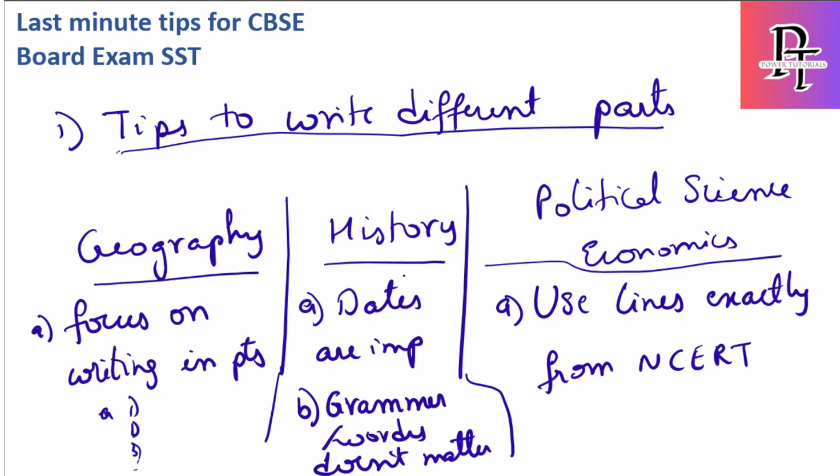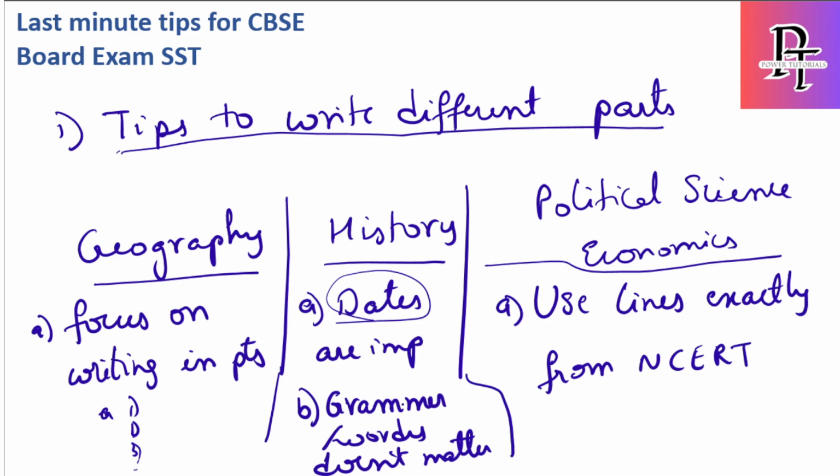Whereas in history, the main important point is dates. Dates are very important for the history section. So whichever question has an important part, write the dates, underline that date part, and also underline the person or the place that belongs to that question. Okay, so dates are very important for the history section.